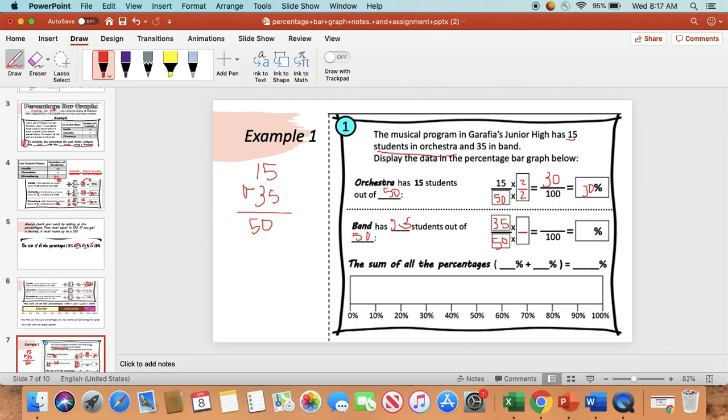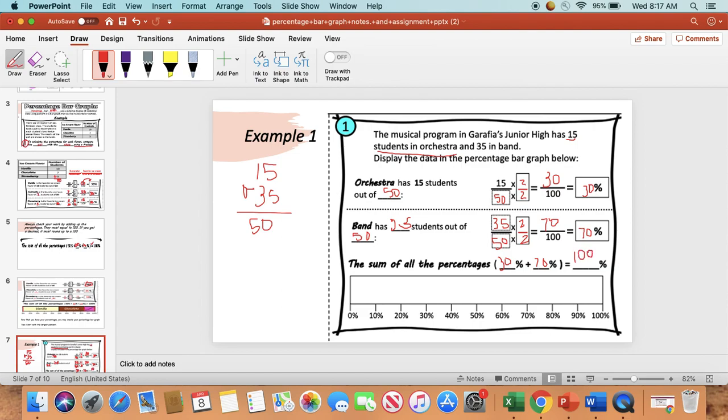So check your denominator. Can you multiply it to equal 100? Yes, 50 times 2 is 100. What you do to one side, do to the other. So 35 times 2 is 70. So 70 out of 100, that is 70%. So the sum of all percentages, so let's add them up, make sure that it equals 100. So 30% plus 70, yes, that does equal 100, so our calculations are correct.